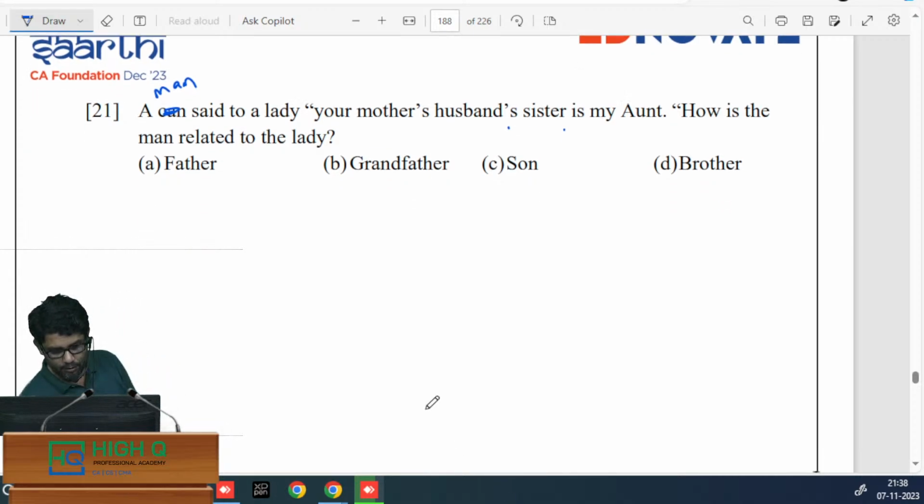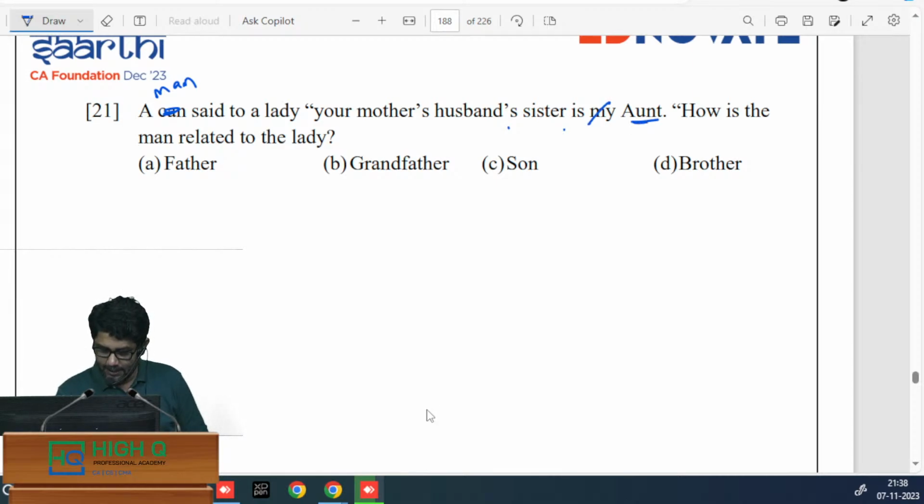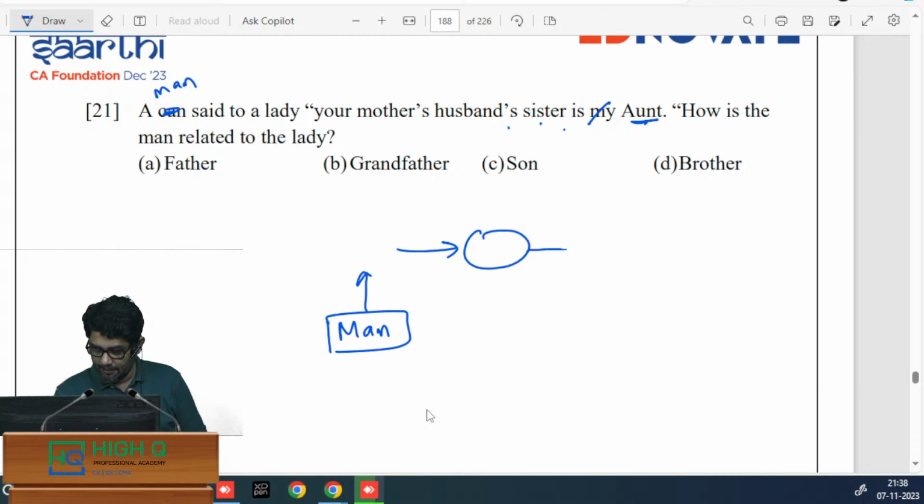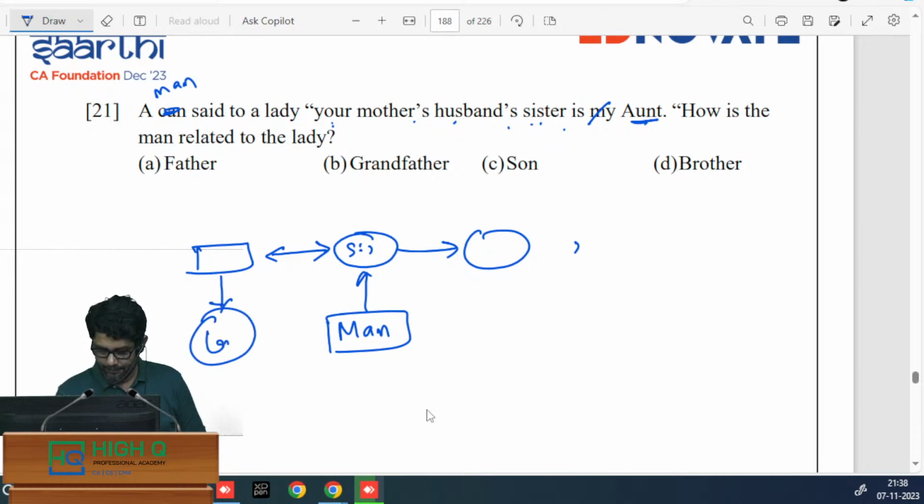Most questions are conversation type. Of course, everything is conversation type only. Now look at this. My aunt. A man said to a lady, the man has got an aunt. So the man has got a father or mother, sister, aunt. After that, sister. Let me take it as a sister. And after that, husband. Now, your mother's husband. Lady. Lady's mother's husband is the sister of my aunt. Everything is the same only. Now, how is the man related to that lady? Brother.